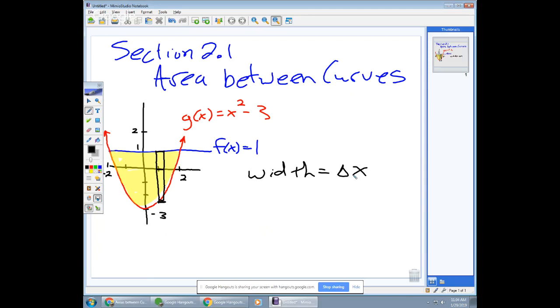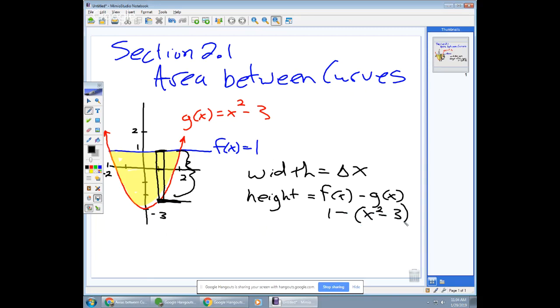The height of the rectangle, well, that's just the distance from here down to there. So from the blue function down to the red function. The height for this one is just going to be whatever the value of f of x is, because it's the top one, minus g of x, because that's the bottom part. Okay? So that'll give me the distance from there to there. In this case, that's going to give me 1 minus, parentheses, x squared minus 3, which is 1 minus x squared plus 3, or you could call it 4 minus x squared. And that's for any rectangle between these two functions.